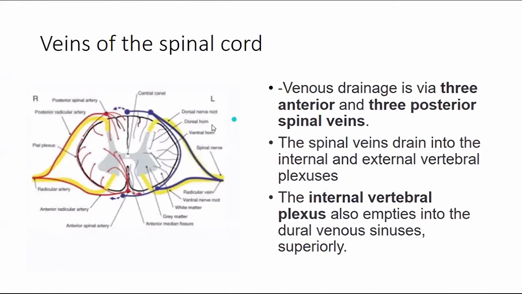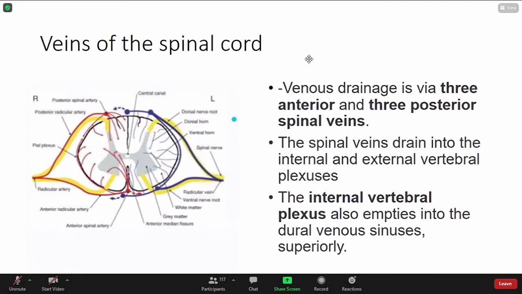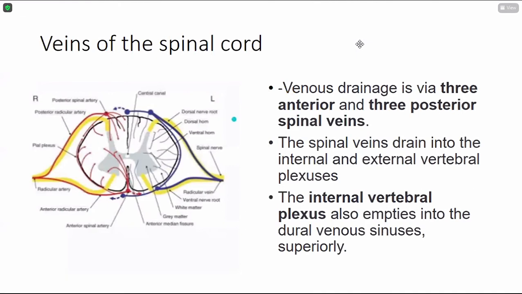The veins of the spinal cord. Venous drainage is supplied by 6 longitudinal tortuous vessels, 3 anterior and 3 posterior spinal veins. These spinal veins drain into the internal and external vertebral plexuses. Now, only the internal vertebral plexus may go up to the brain to connect with the dural venous sinuses superiorly. So the internal vertebral plexus empties into the dural venous sinus superiorly.